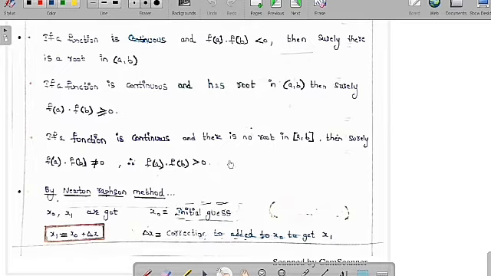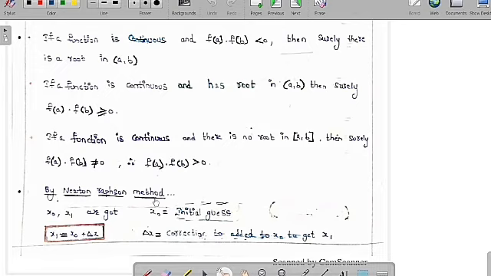If a function is continuous and there is no root in (a, b), then surely f(a) into f(b) is not equal to 0, or simply we can say f(a) into f(b) is greater than 0. If at least one of them is not a root, and there is no root between a and b, it indicates that definitely f(a) into f(b) is always greater than 0. But if there is a root in between, and sometimes it may be one of them, then it has to be greater than or equal to 0. If there is no root it is greater; if it may be a root then it has to be greater than or equal to 0.